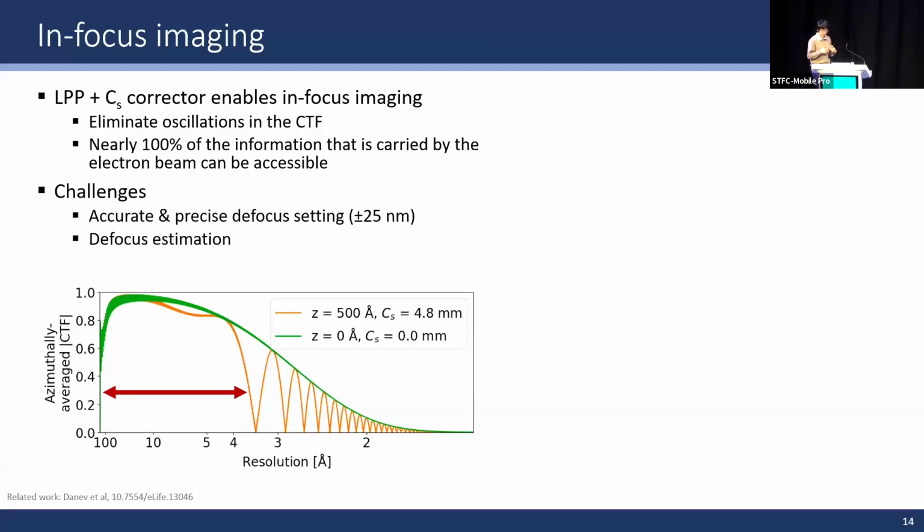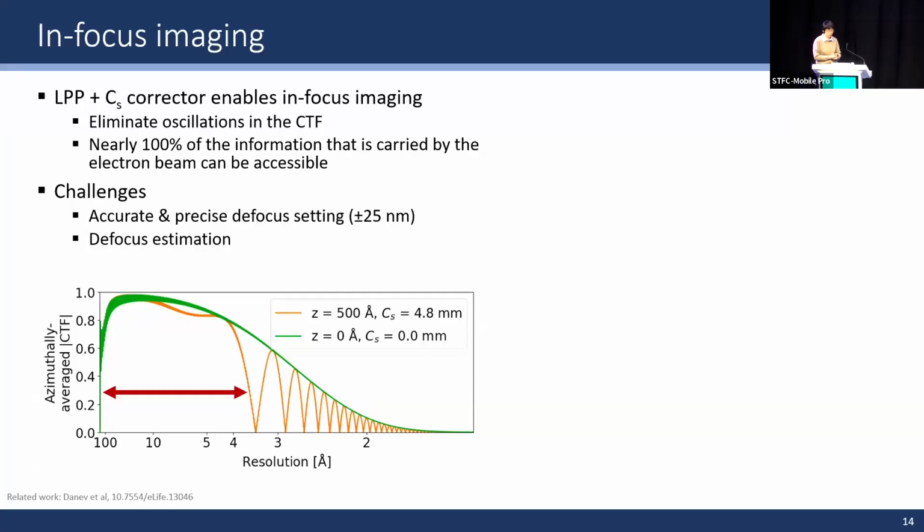There are challenges. Experimentally, it's very difficult to accurately and precisely set the defocus. For one, there's hysteresis from the lenses, and there's also ice thickness and all that. We really need to be down to tens of nanometers for this to work. We have made progress in precisely setting it. We have characterized the hysteresis in our system and can precisely set it. And we're still working on the accuracy.